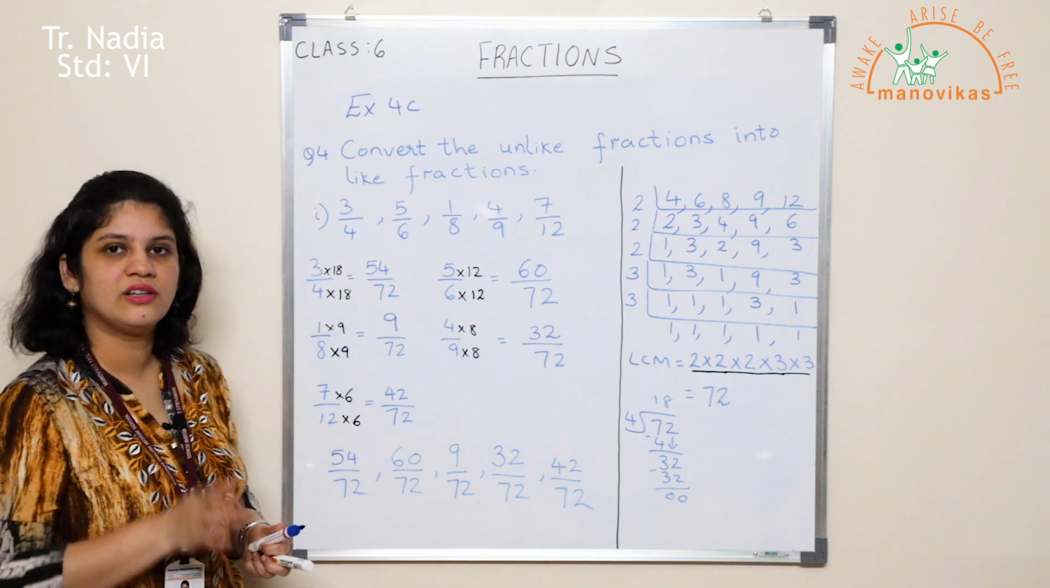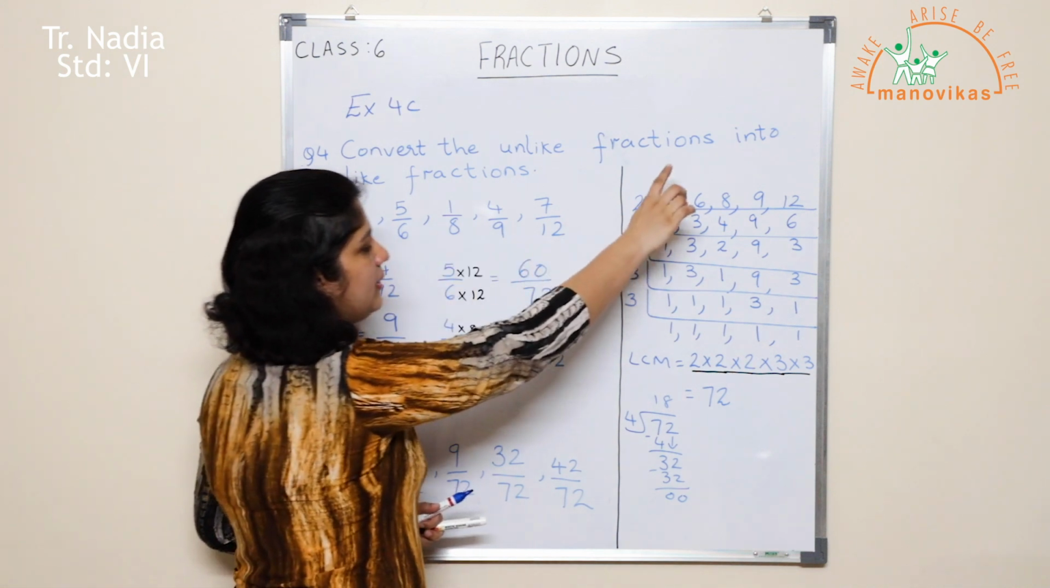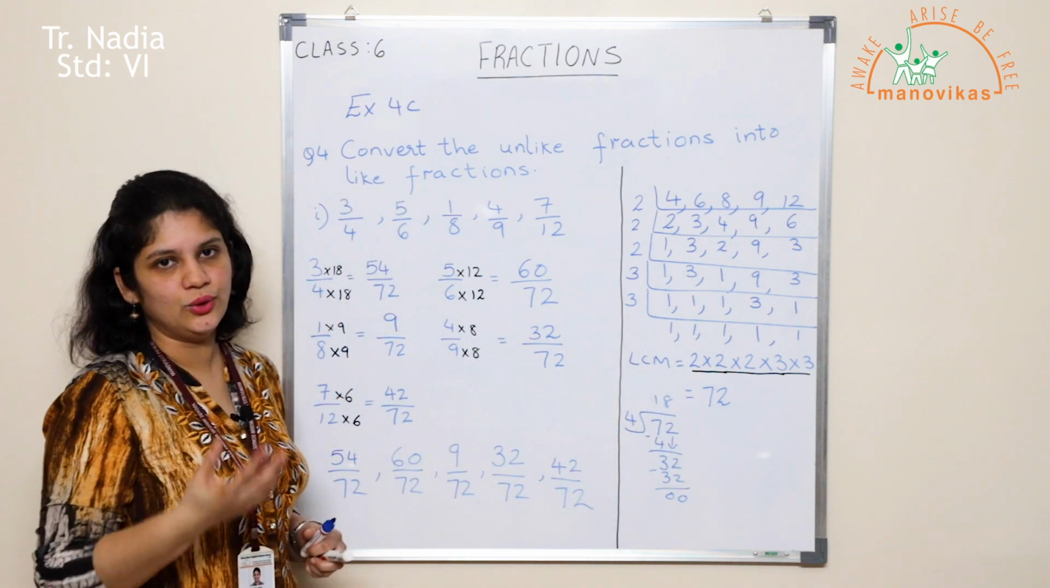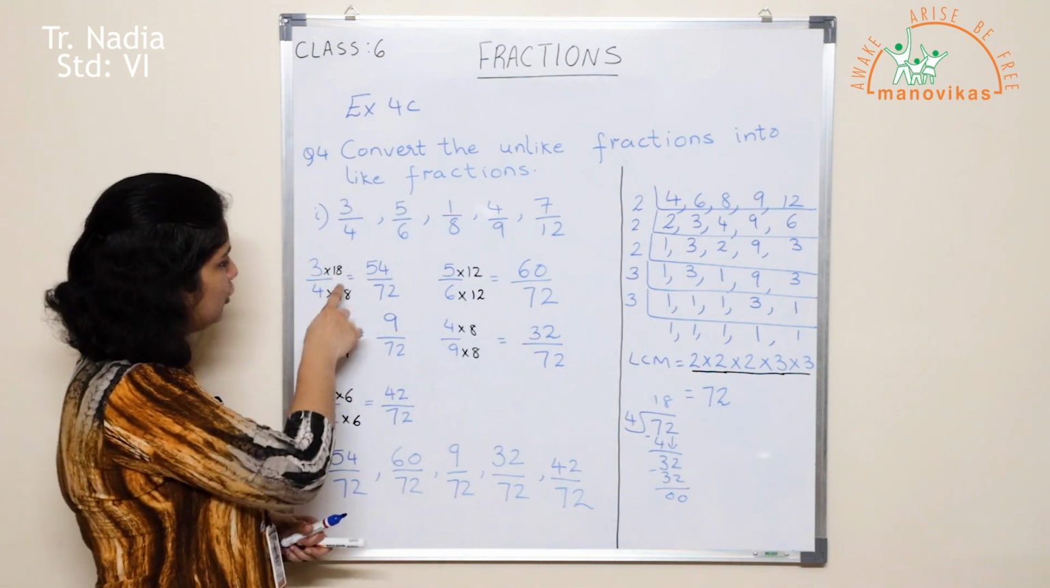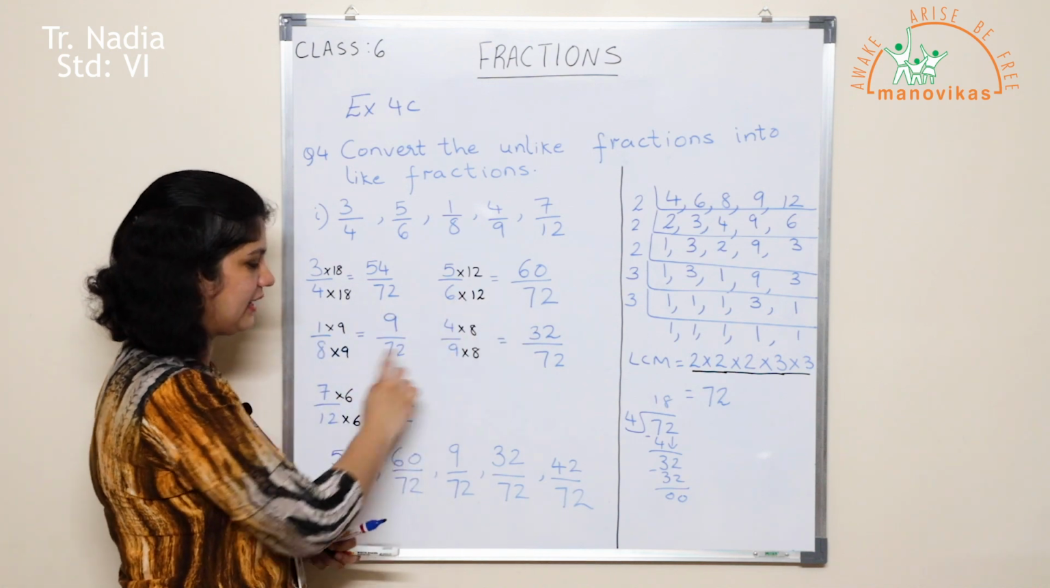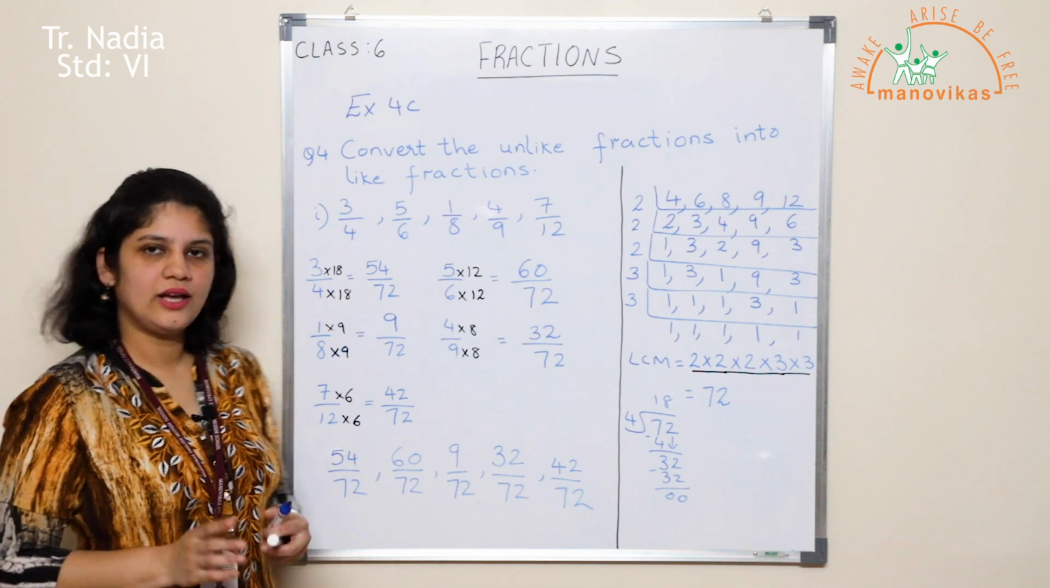Once again I am telling you children, first step, take all the denominators, find the LCM. The LCM that you get will be your new denominator. Multiply the numerator and denominator by the same number to get your new like fractions set. Okay, hope this is clear.